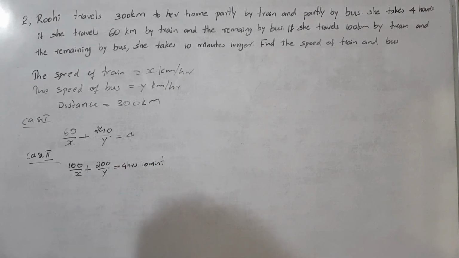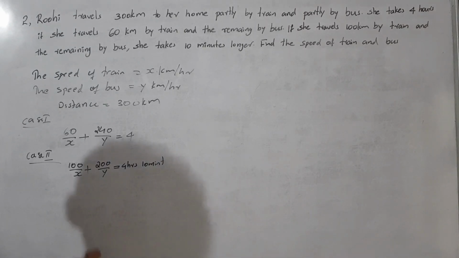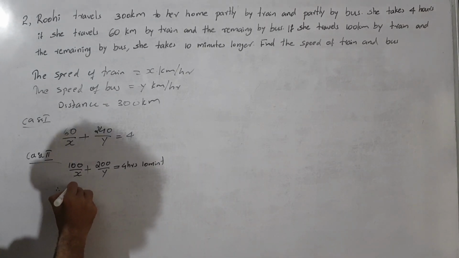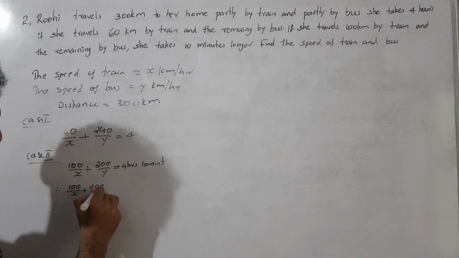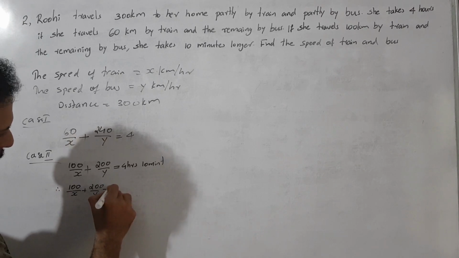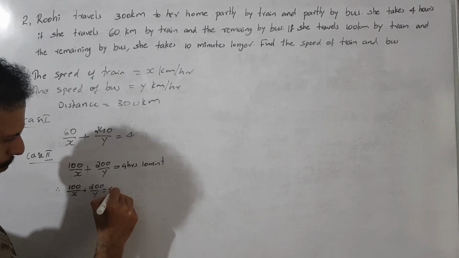Therefore 100 by x plus 200 by y is equal to 4 hours 10 minutes.